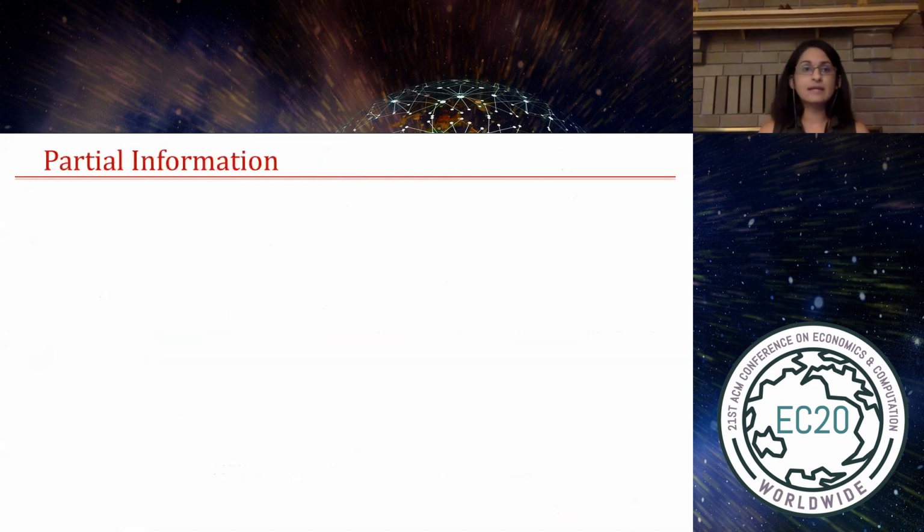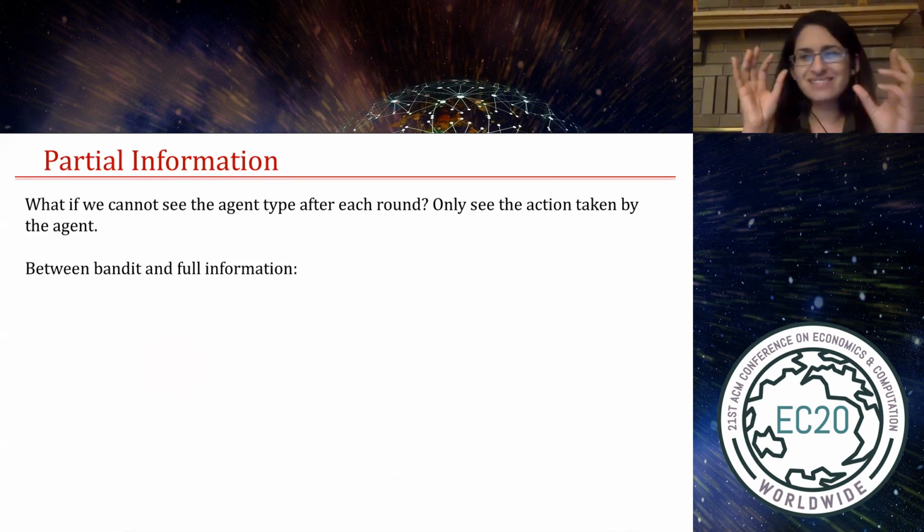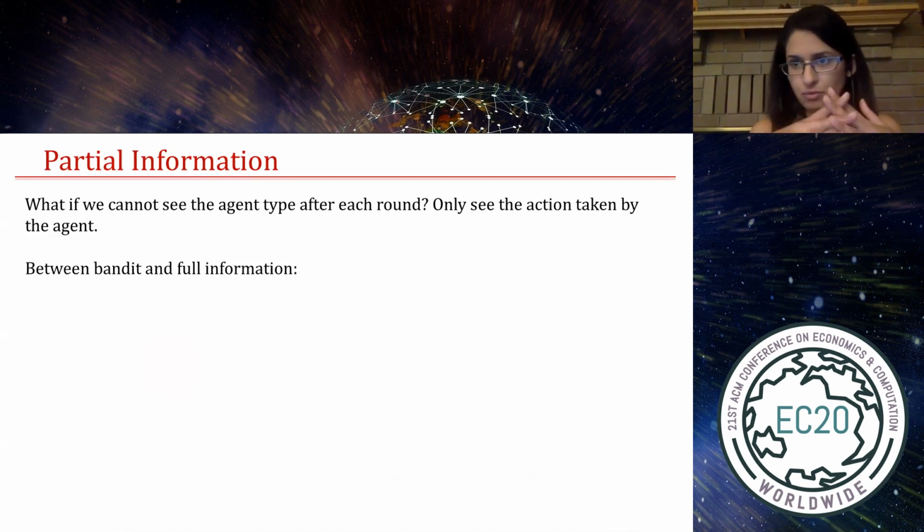What happens when we do not see the types? Let's say that some attack happens. I know that a gorilla was attacked or an elephant was attacked, but I actually have no idea who the attacker was. I didn't catch them maybe, or I don't know if they fit within a specific type. So if I can't see them, and the only thing that I'm seeing is what action was taken rather than who took it, what can I do? Well, this is somewhere between bandit and full information.